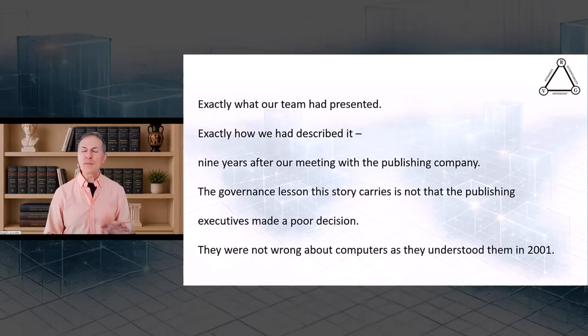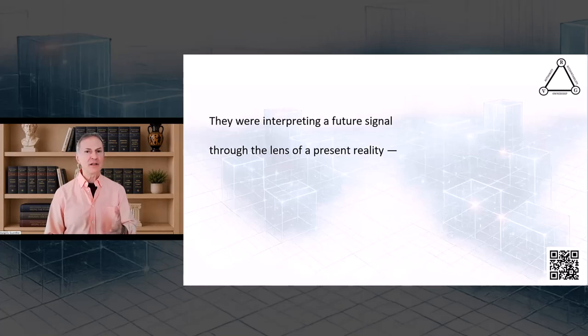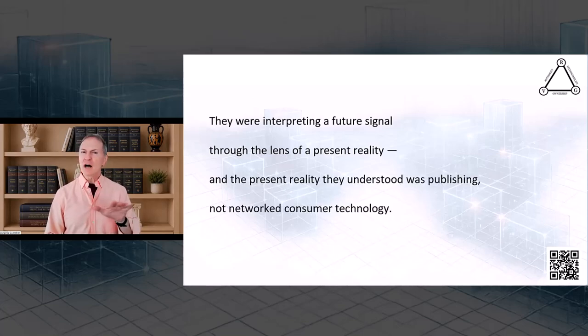They were not wrong about computers as they understood them in 2001. They were interpreting a future signal through the lens of a present reality. And the present reality they understood was publishing, not networked consumer technology.